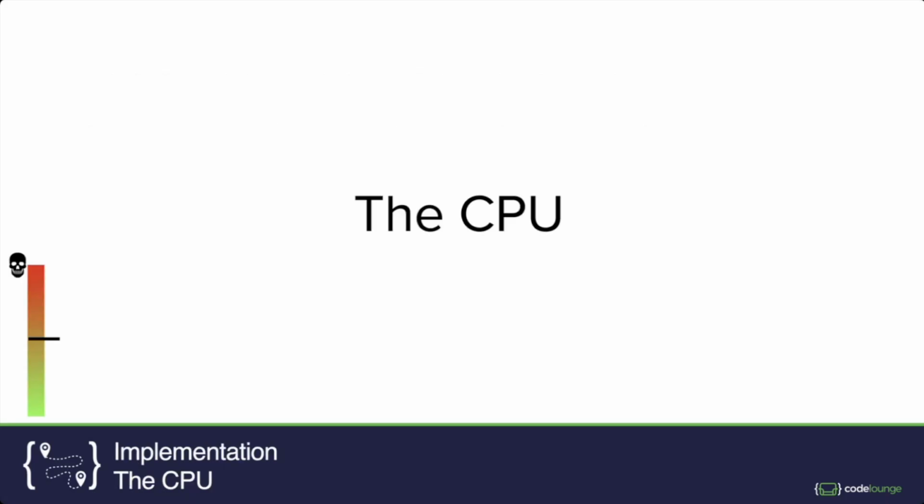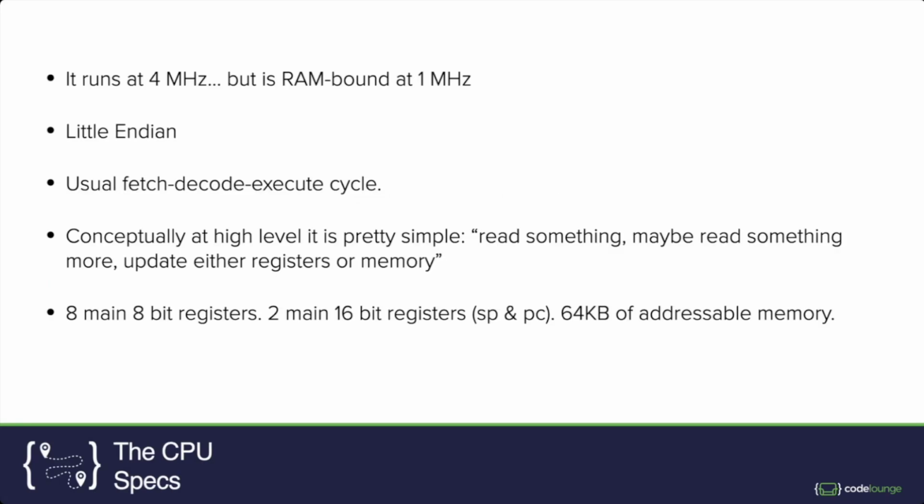Well, it turns out that the CPU is another kind of funny beast, meaning the CPU is governed by a clock that runs at 4 megahertz.